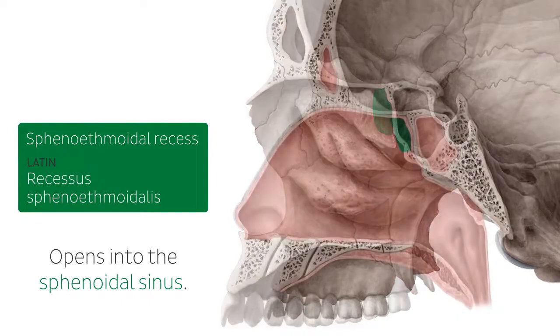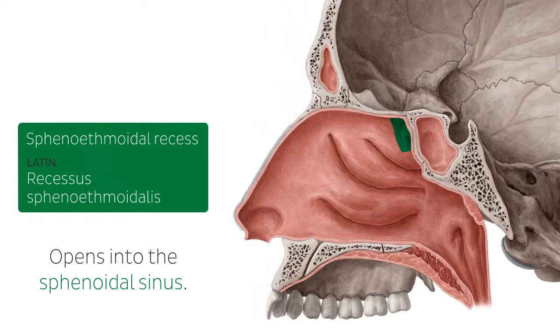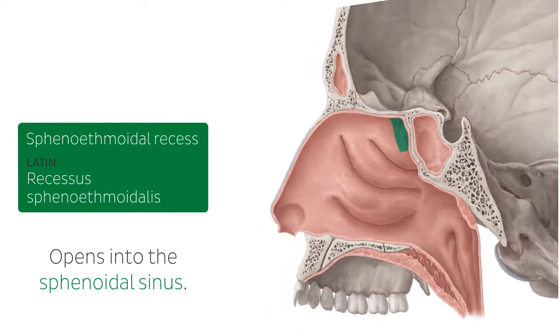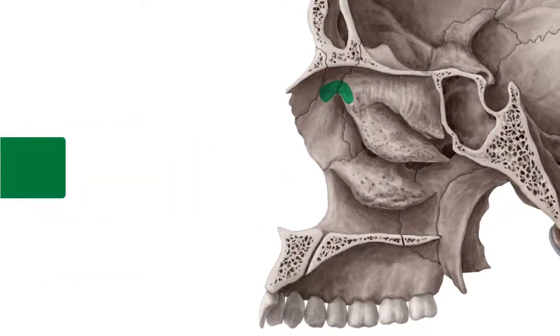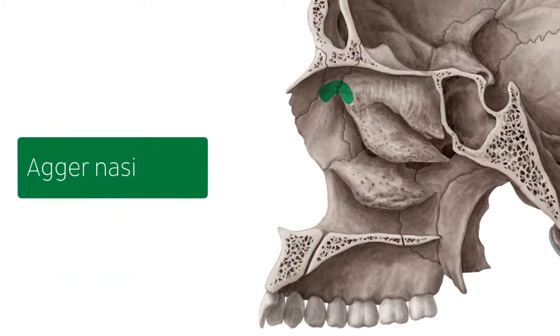Again, the next image shows the lateral wall of the nasal cavity covered in mucous membrane. We can see the sphenoethmoidal recess highlighted in green here. The next structure we are going to talk about is the agger nasi. This structure is visible in the upper and anterior end of the middle nasal meatus.